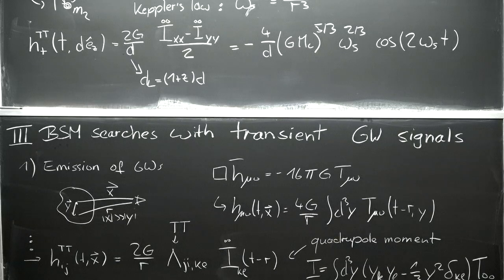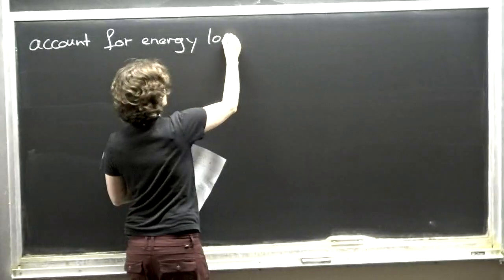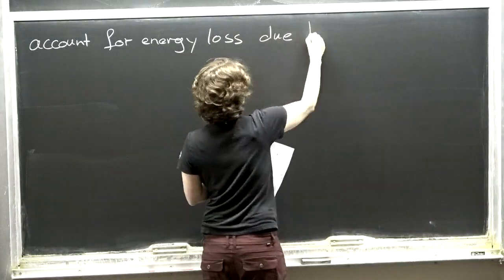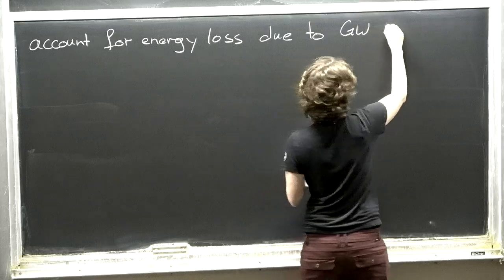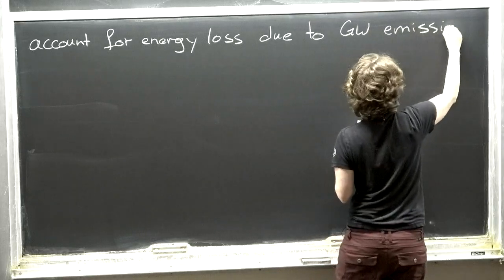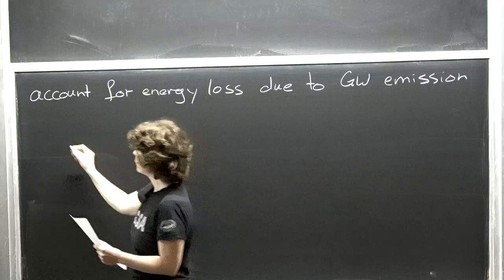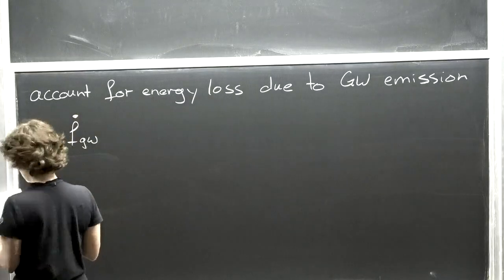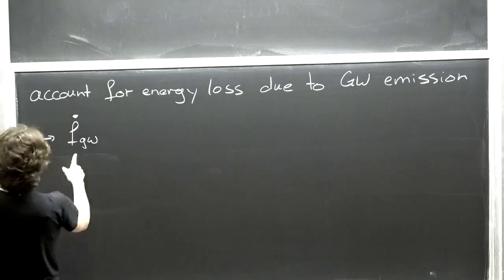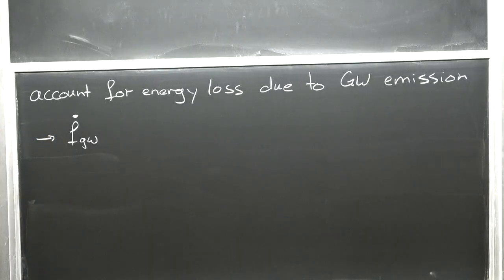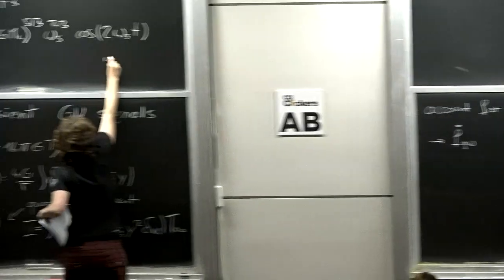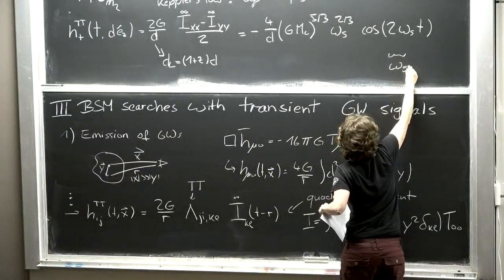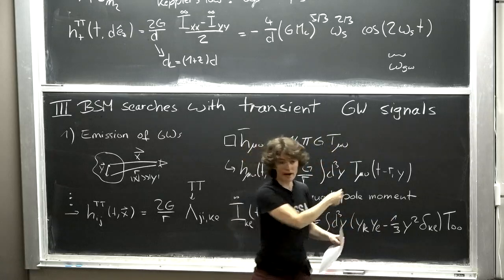So if we do that, so if we account for energy loss due to gravitational wave emission, what you find is that now the frequency of the gravitational wave, right? So compared to the source, right? So this would be too small. So this, right, will be omega gravitational wave with the factor 2. And then there's a 2 pi to go from omega to f.